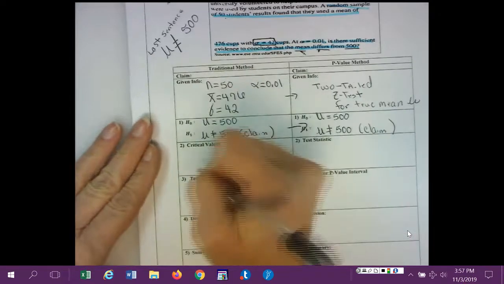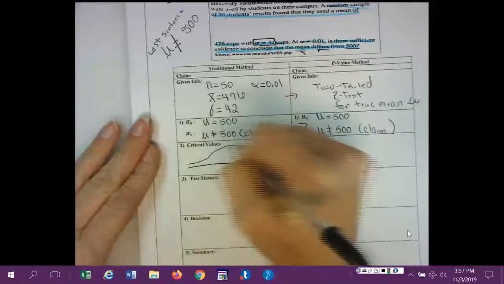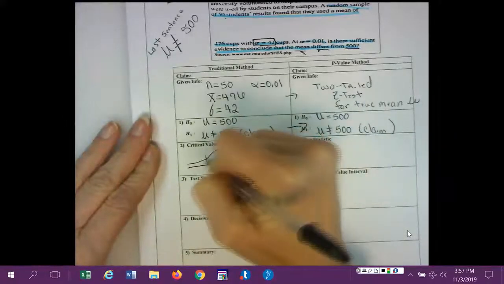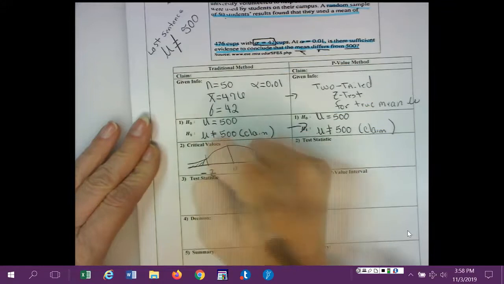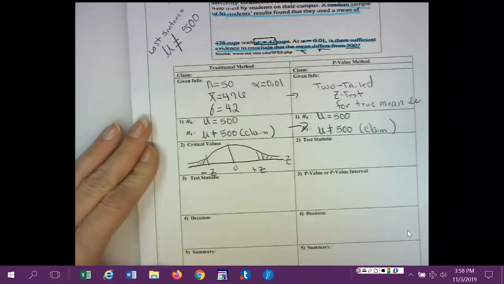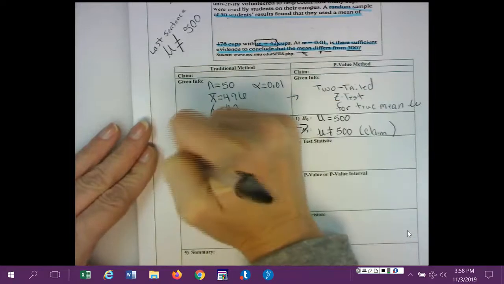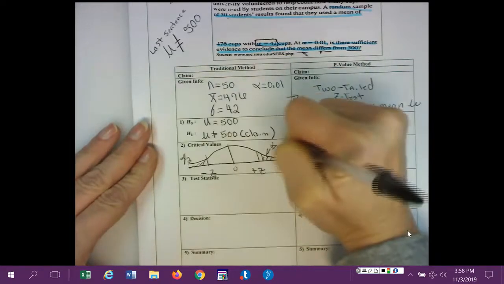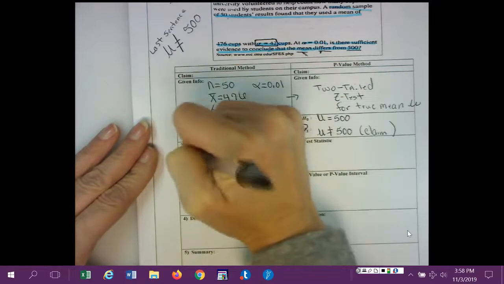Critical values. When you have a two-tailed z-test for the mean, you have two critical values. You will shade the left tail and you will shade the right tail, and you're looking for negative z and positive z to mark your rejection regions. Each tail will be alpha over 2. So alpha was 1% divided by 2 is 0.005 in each tail.